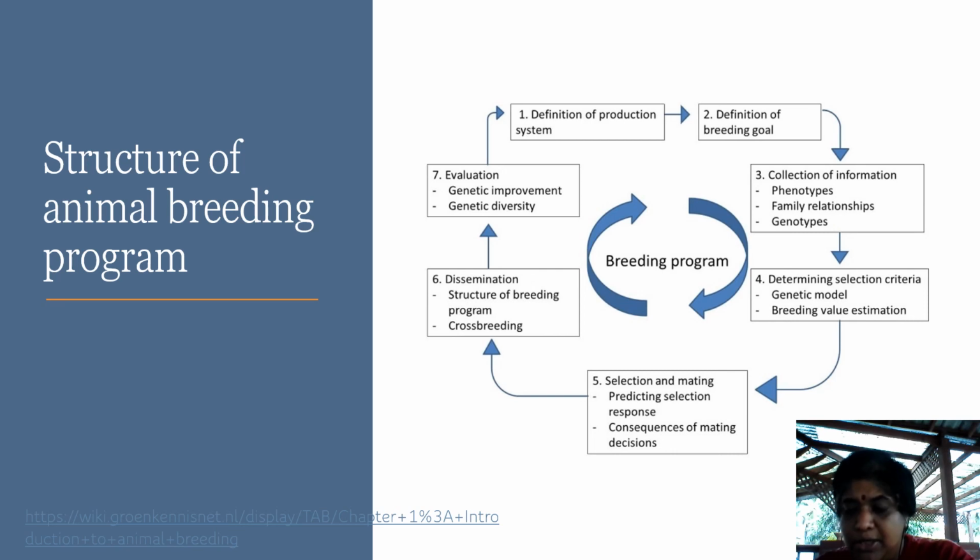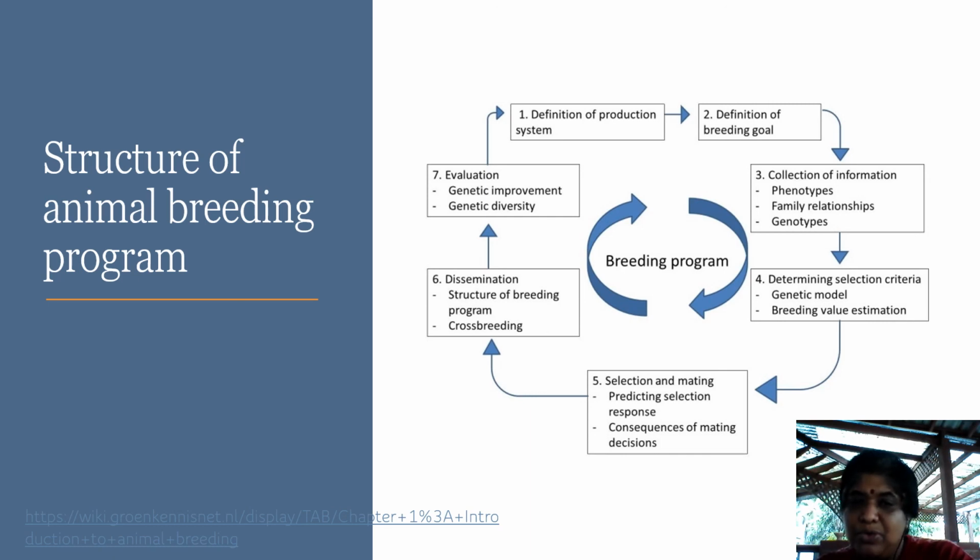Crossbreeding. Do you want to do crossbreeding to get the heterosis effect, or do you want to have a structured breeding program like North Carolina design 1, North Carolina design 2, diallel design? These are all called structured genetic improvement.